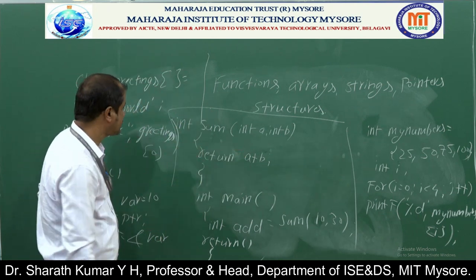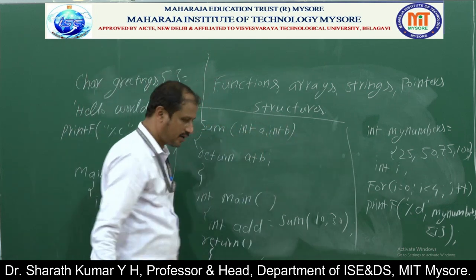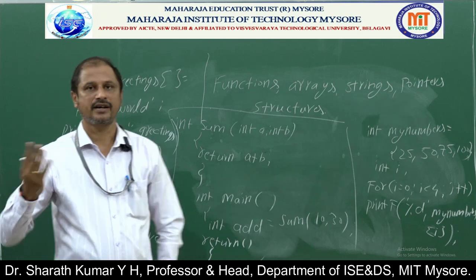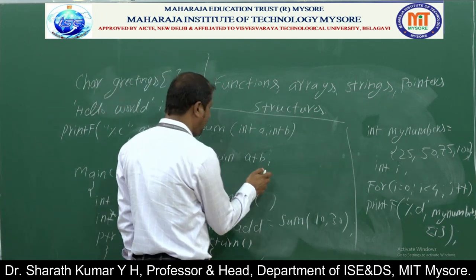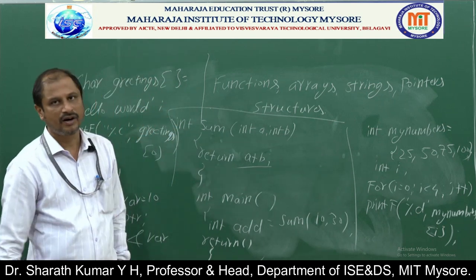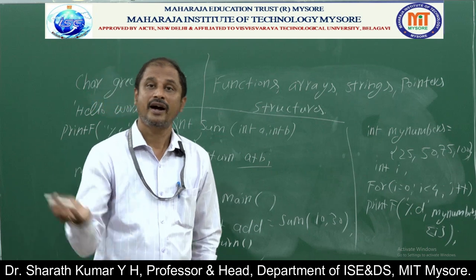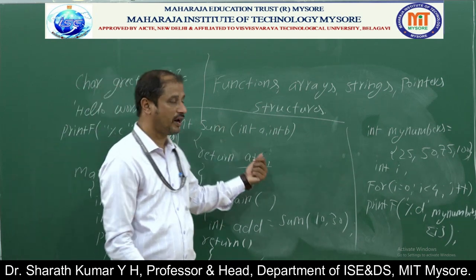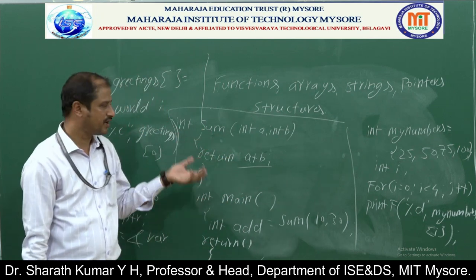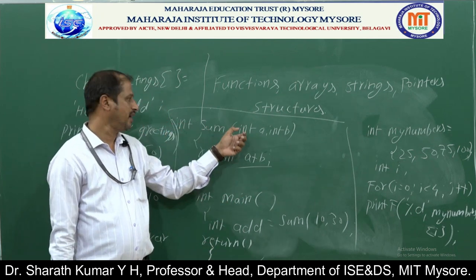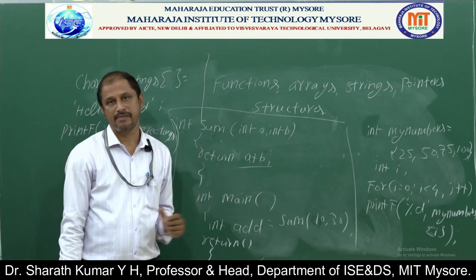It is an integer function, sum, with int a and int b. So I'm taking two variables and passing the parameters a and b, and returning a plus b. I'm making the sum of whatever integer values you give; they are added and the sum value is returned. It is int sum(int a, int b), return a plus b.